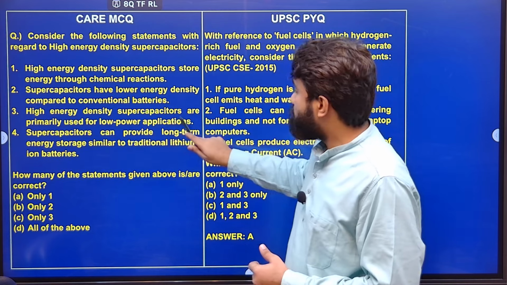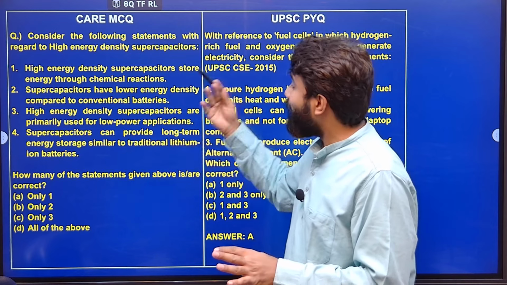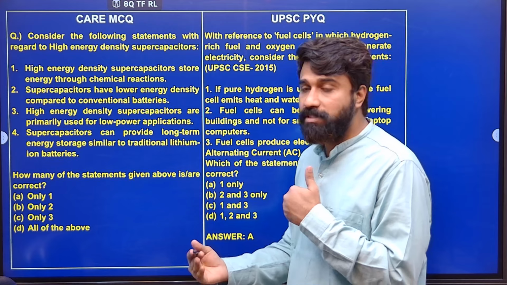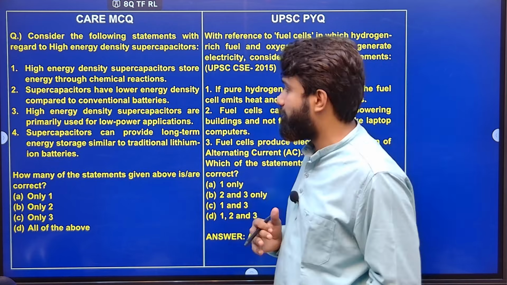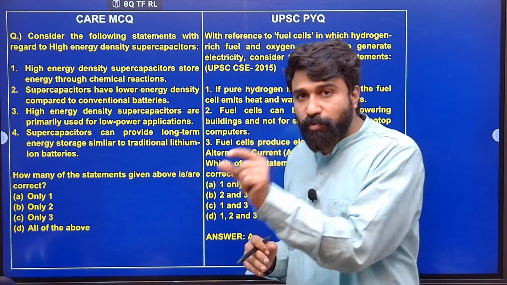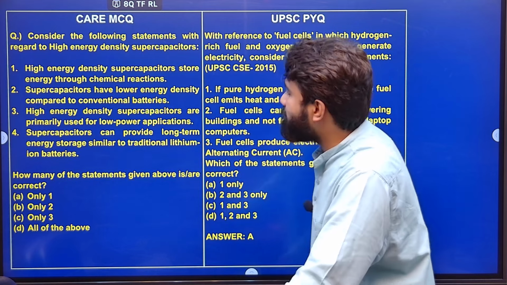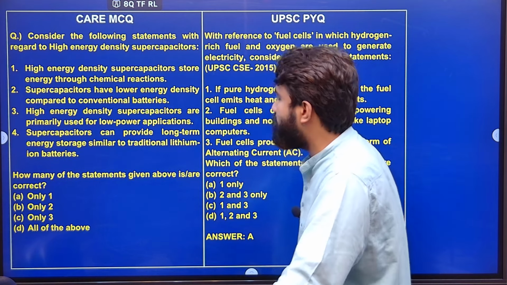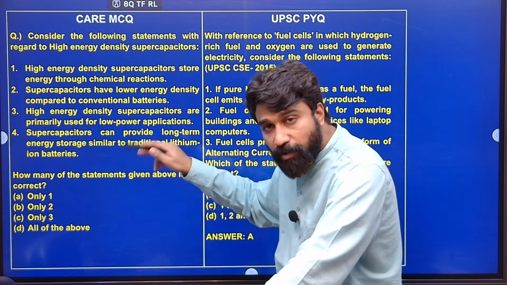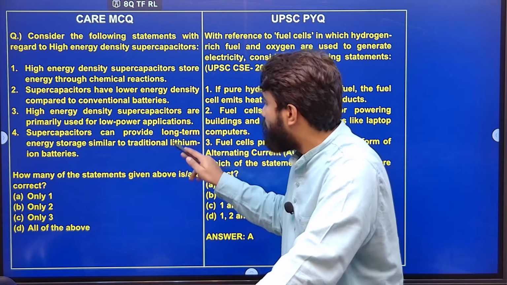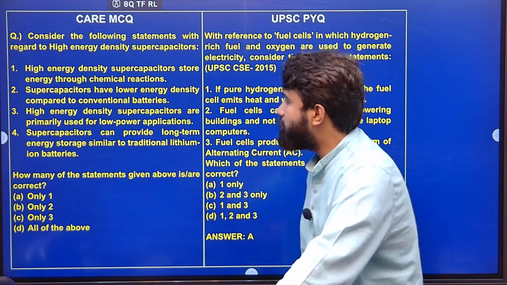High energy density supercapacitors not, low energy density supercapacitors are primarily used for high power applications. High power applications means the transmission of energy on a faster basis, that is called high power application. But the energy stored per unit volume is less here. Supercapacitors can provide long term energy storage similar to traditional lithium batteries. Actually, this energy density is low, therefore, it will provide short term energy storage. It will not provide such long term energy storage facility.